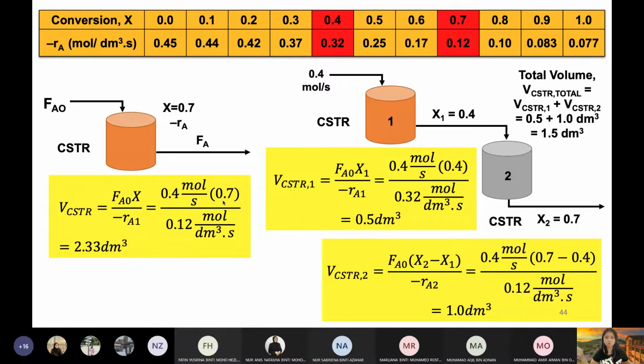So X is 0.7. Okay, divided by minus RA. So minus RA ini adalah at your X. So when my X is 0.7, my minus RA is 0.12. So you replace your minus RA with 0.12. The unit is mole per dm cube second. As I told you, it's good to have a good practice of cancelling the unit so that you can check whether your calculation is right or wrong. So your mole can be cancelled, your second can be cancelled.